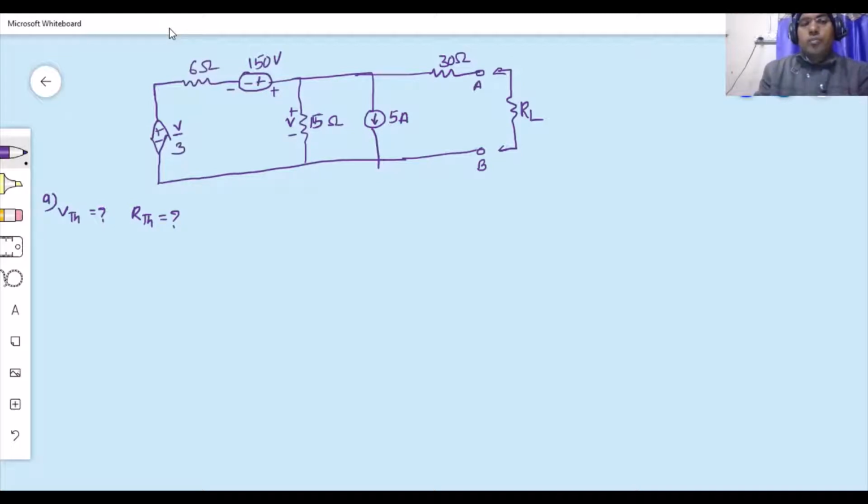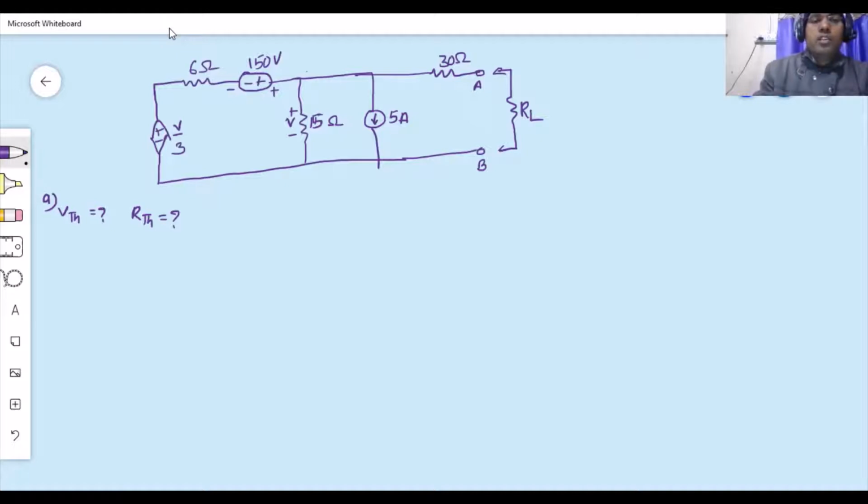All right. So for this, by looking at the circuit, we can see that since the AB terminal is open, this 30 ohm resistance is connected in series with this AB terminal. So no current will flow through this 30 ohm resistance. So the value of VTH will be the voltage across this 5 ampere current source, and this is nothing but the voltage across this 15 ohm resistance. It is denoted as V. So by this we can observe that V is nothing but VTH.